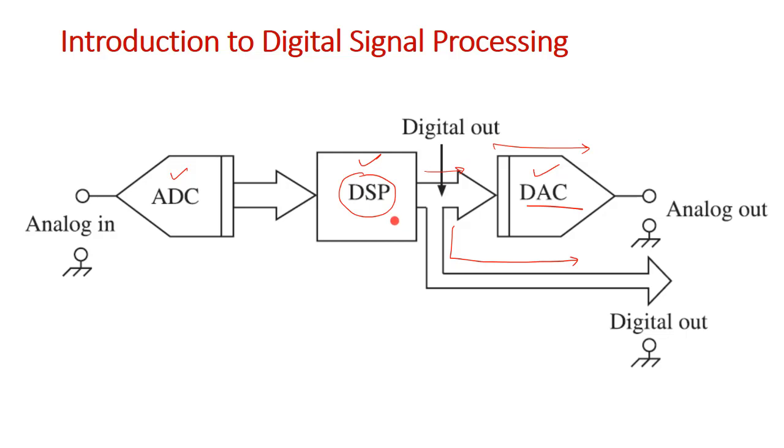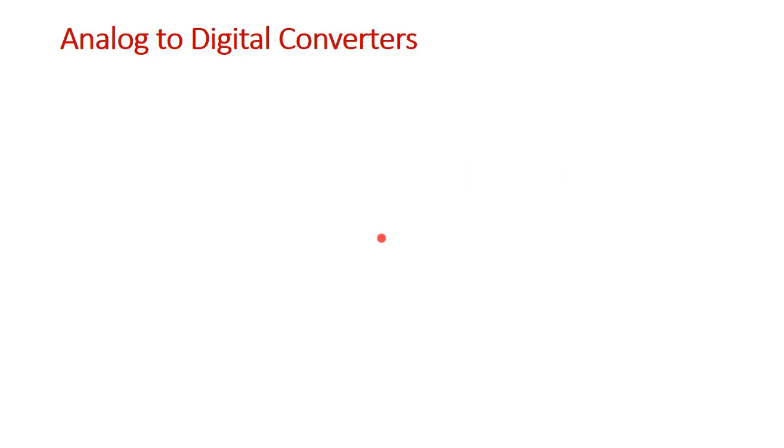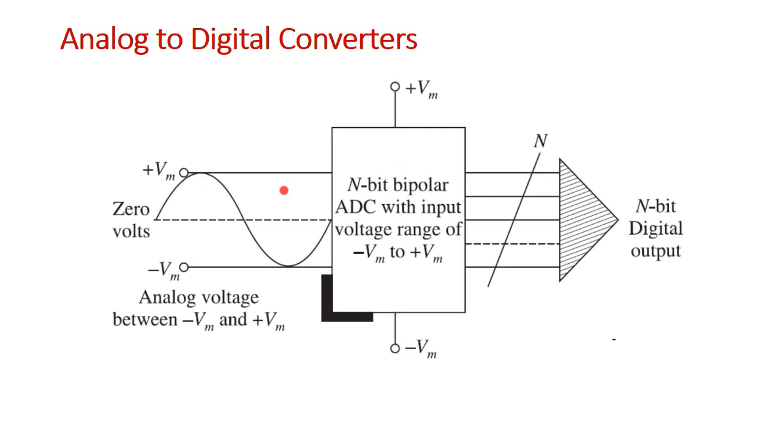Okay. So these are the basic building blocks. So now let us see in detail analog to digital converters, how it functions, and gradually we will see the rest of the part, right. So here we can see the analog to digital converter.